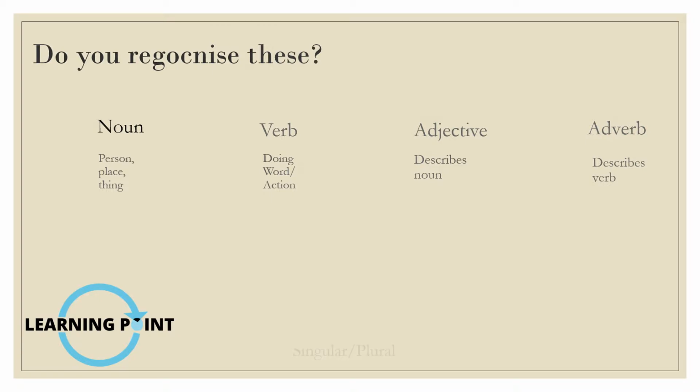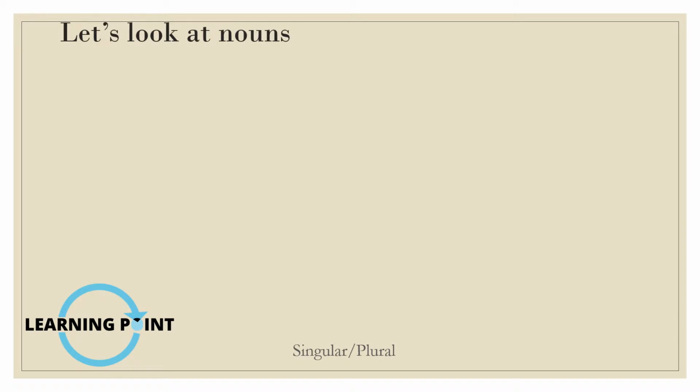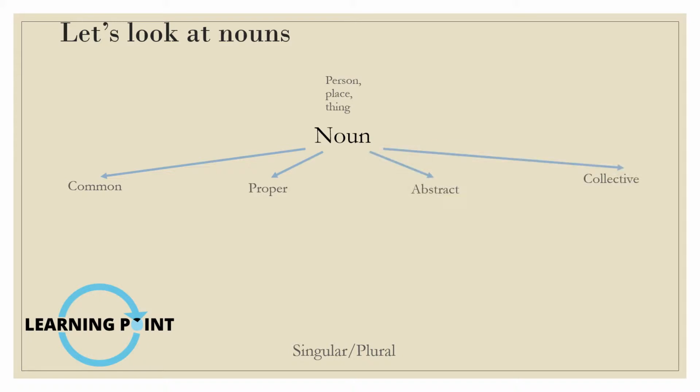Let's look at nouns. Now, there are many different kinds of nouns you can look at. And once again, if you are familiar with these words, then I want you to pause this video and write down your own definition for these words. If you don't know the definition, keep watching, but then do write it down in your workbook so that you can memorize it.